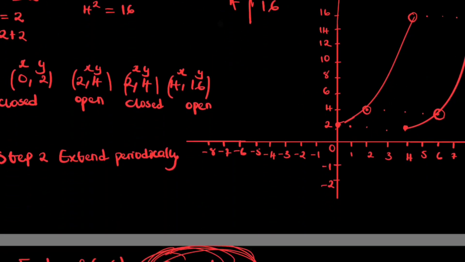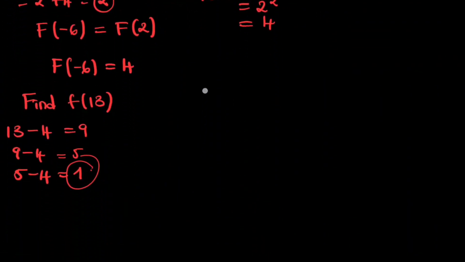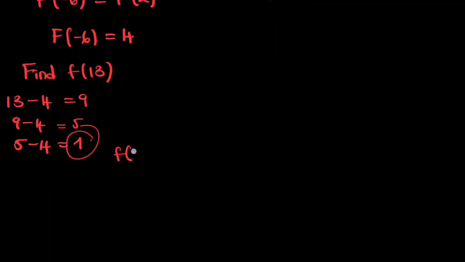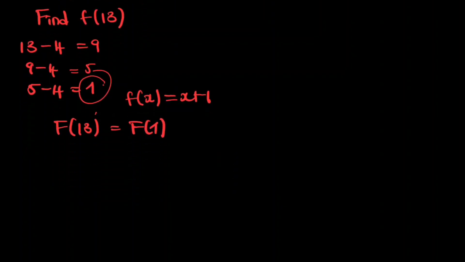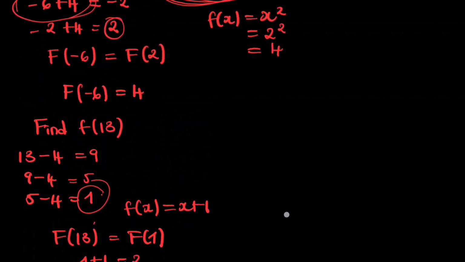So we are going to use the function f of x equal to x plus 1. And since our value of x is 1, we are going to say f of 13 is the same as f of 1. So we are just going to substitute 1. We are going to have 1 plus 1, which is equal to 2. So f of 13 is equal to 2. So this is very simple, very easy, and very straightforward, guys.